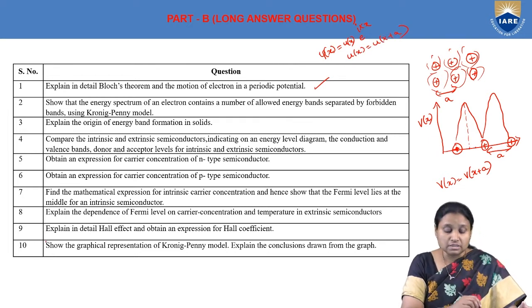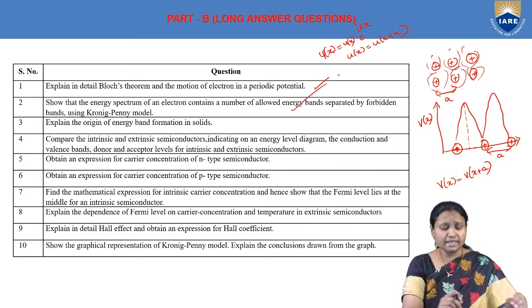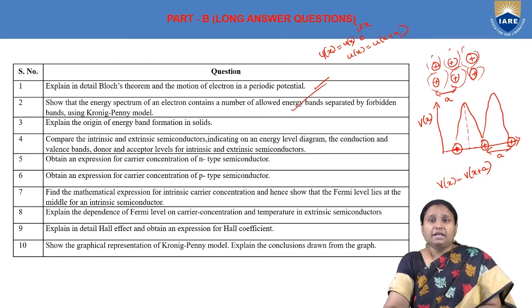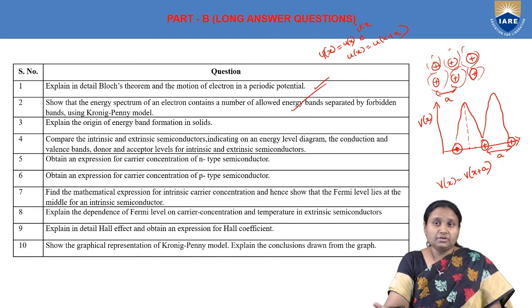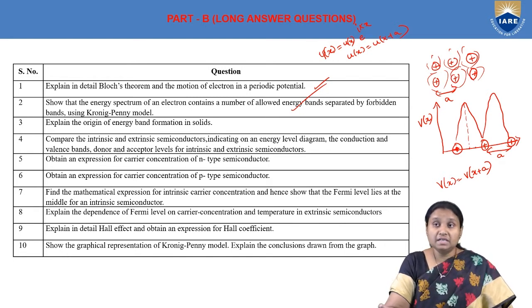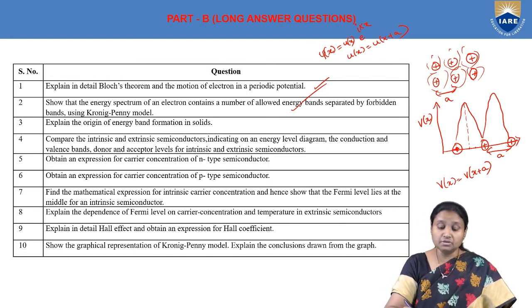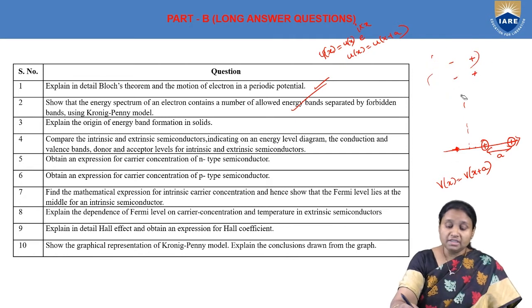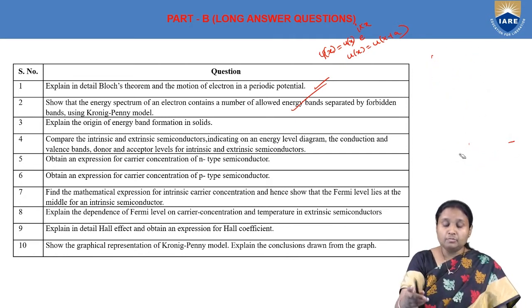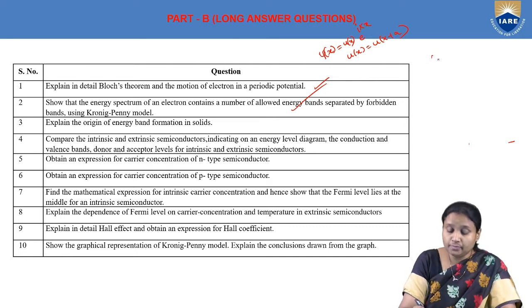So this is our Bloch's theorem. Then coming to the second one: show that the energy spectrum of an electron contains allowed energy bands separated by forbidden bands using the Kronig-Penney model. For this, first we have to consider the motion of an electron in a periodic potential.